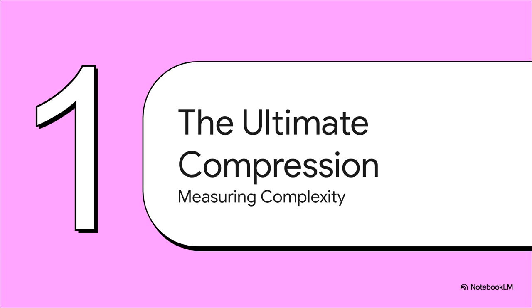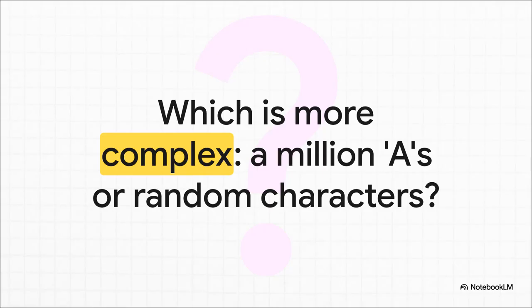So, first things first, how in the world do you even begin to measure something as fuzzy as complexity? Well, it's a huge question, but it has a surprisingly simple answer that all starts with one core idea: compression. Okay, let me ask you this. Picture two text files. Each one is a megabyte. The first one is just the letter A typed out 1,000,000 times. The second one is 1,000,000 characters of just total random gibberish. Which one is more complex?